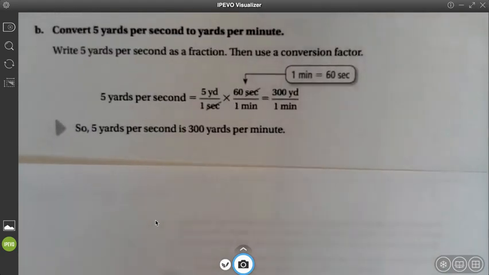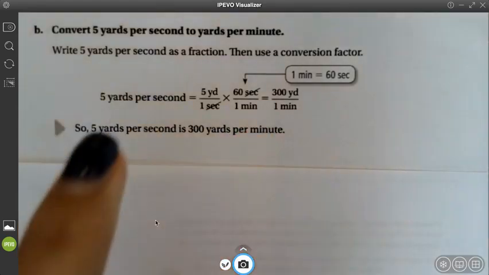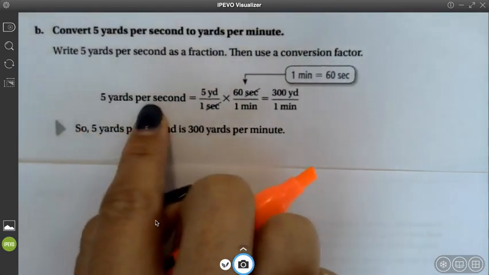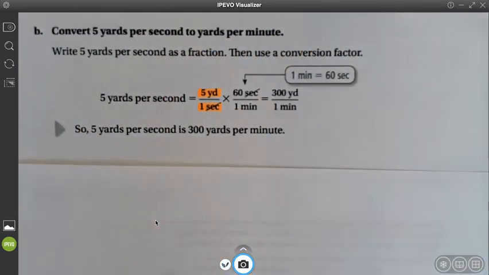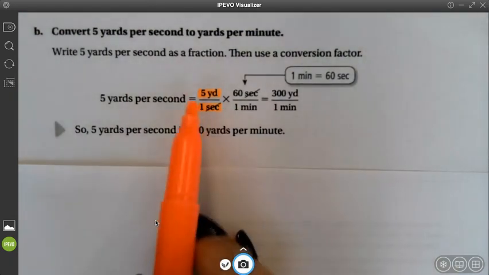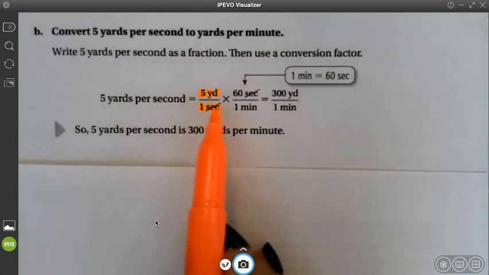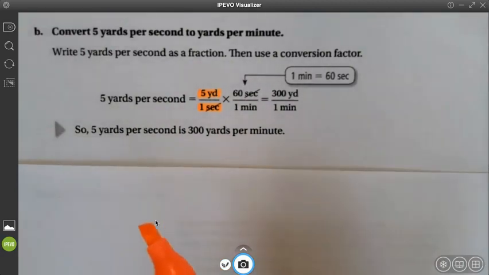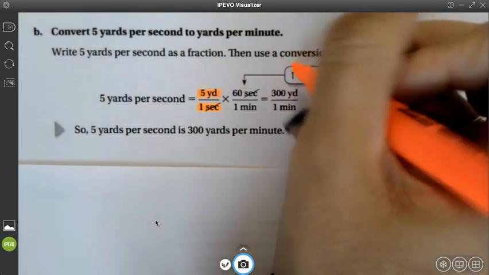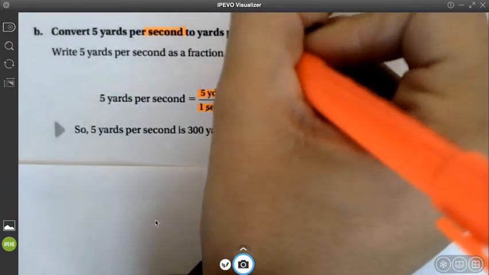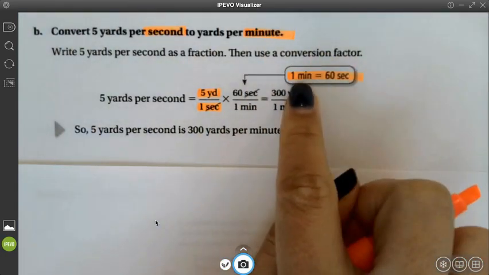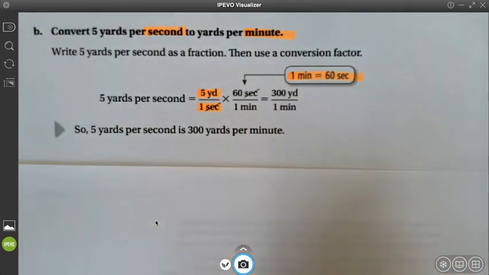Converting 5 yards per second to yards per minute. So we're going to write out our starting piece, 5 yards per second. And I'm going to write it in fraction form because per means out of. So 5 yards out of 1 second, per 1 second. We're going to use a conversion factor to change our seconds from our starting amount to minutes. So we know that 60 seconds is the same as 1 minute.